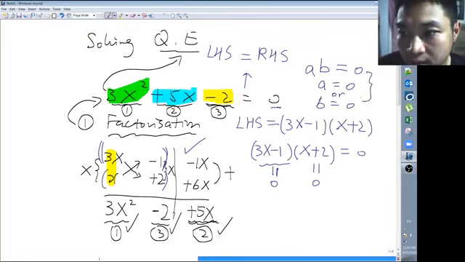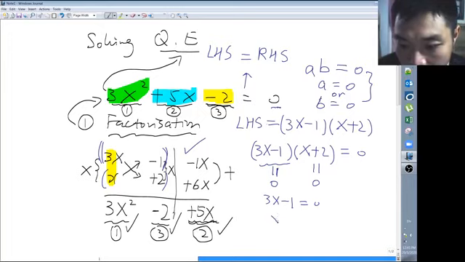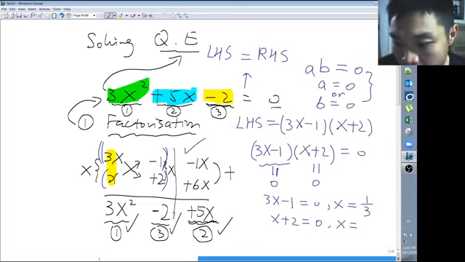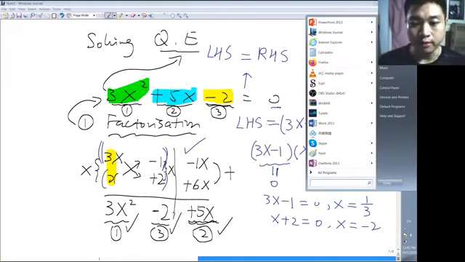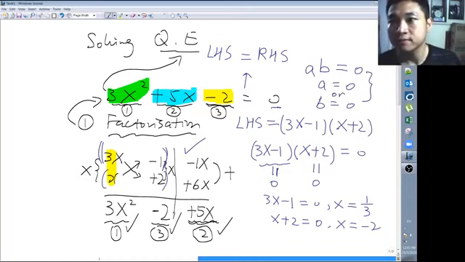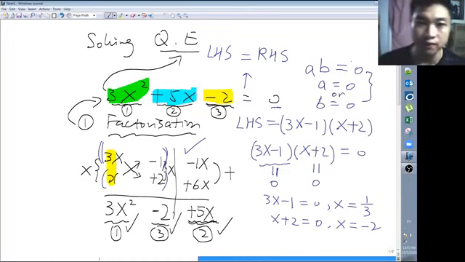So with this understanding, that's why you get 3x minus 1 equals 0, and x plus 2 equals 0, and therefore you can solve for x. So here x is 1 third, and for here x equals negative 2. Okay, so this is the way to solve quadratic equations using the factorization method.